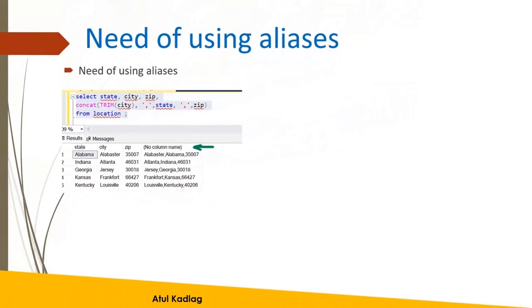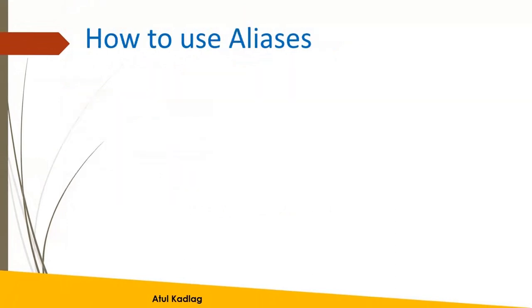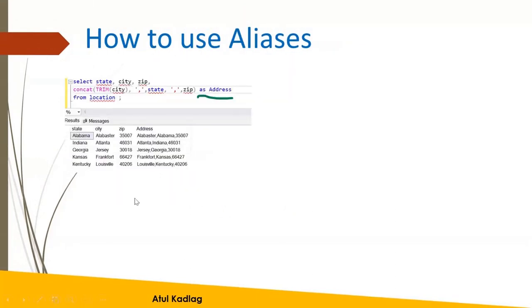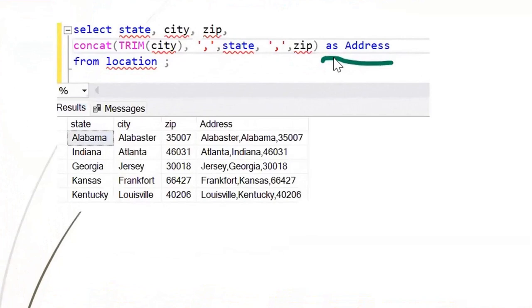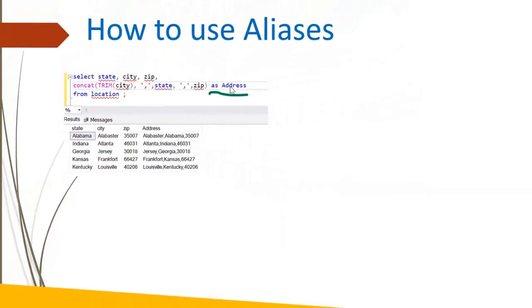In that case, aliases come into the picture, where we give an alias like this, where we mention "as address", something meaningful for that particular column. Here you can see we have used a concatenation operator, and instead of "no column name", it is now showing as address because we have given it this way. So this is the way we do it, by mentioning "as" and after that the column name.